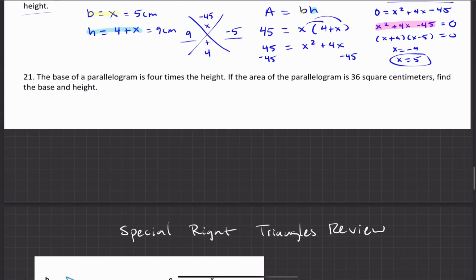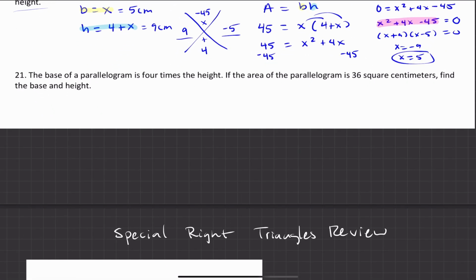Alright, number 21. The base of a parallelogram is 4 times the height. If the area of the parallelogram is 36 square centimeters, find the base and the height. Okay, so we have the area of a parallelogram. Again, A equals BH. Area equals base times the height. And the area is actually given, so it's 36.